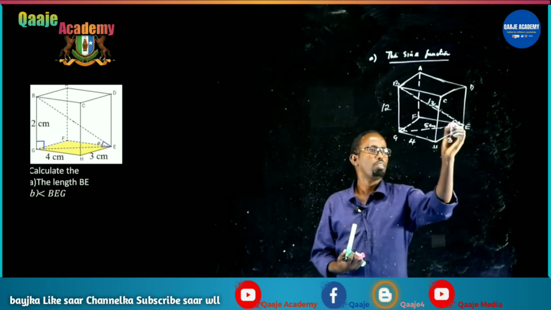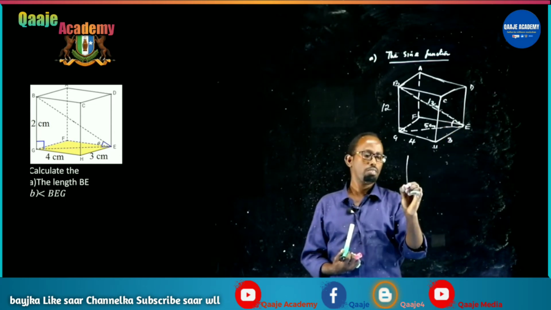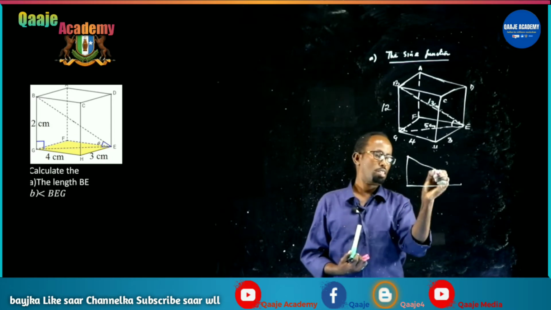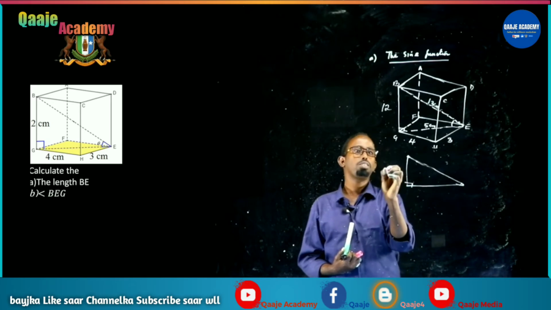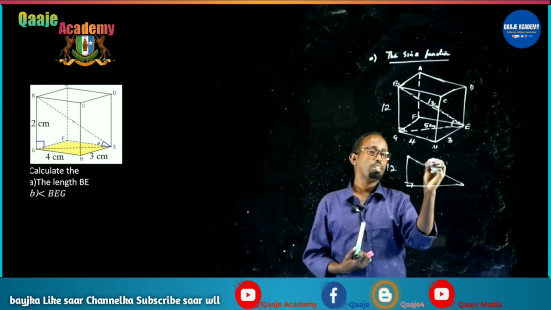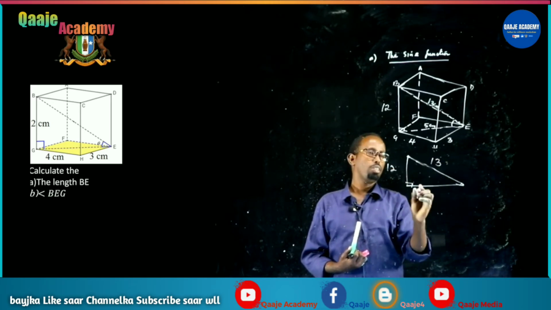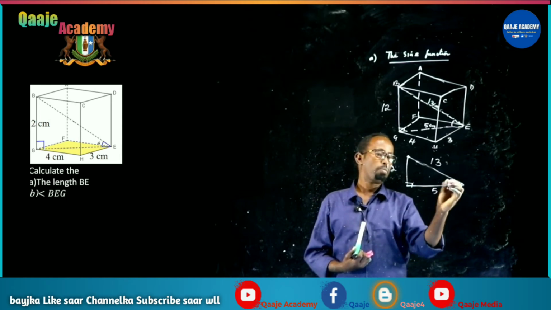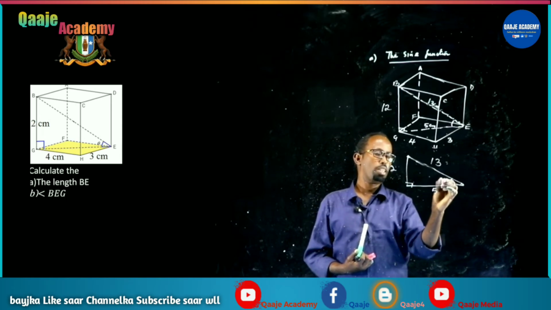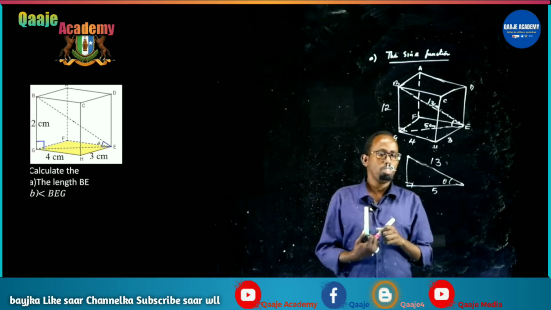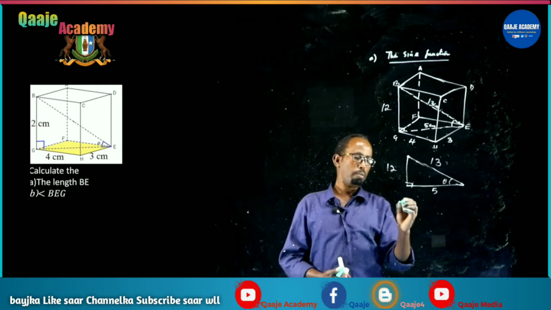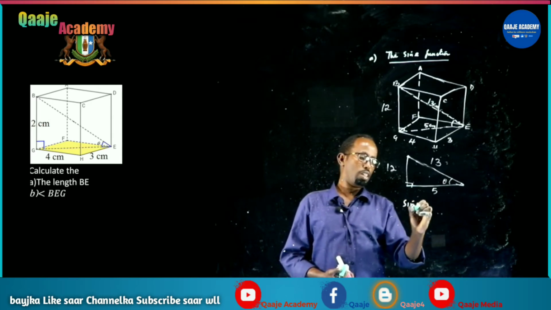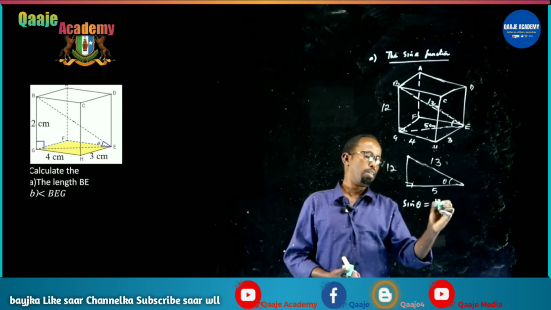The last one is angle BEG. Let me just remove that triangle. This is my hypotenuse, 13. This is 12, and this side we have 5. We are told to calculate that angle E. You can use sine, cosine, and tangent to come up with the angle. Let me use sine. So sine theta will be equal to opposite 12 divided by hypotenuse.